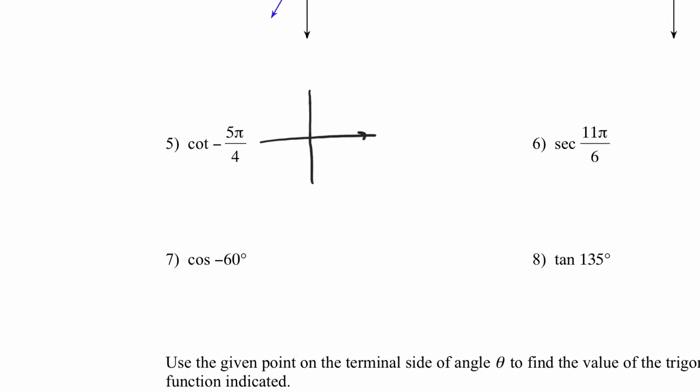5 pi over 4, if you convert that, that's negative 225 degrees, right? So I'm going to go past the 180 and up into the third quadrant. If you think about it, this would be negative 270, and this one is negative 180. So we know that we're in between those values. Not a big deal where you put that mark.